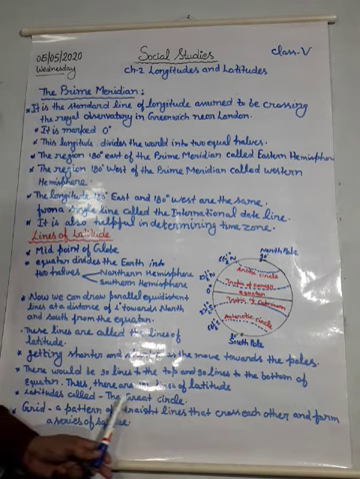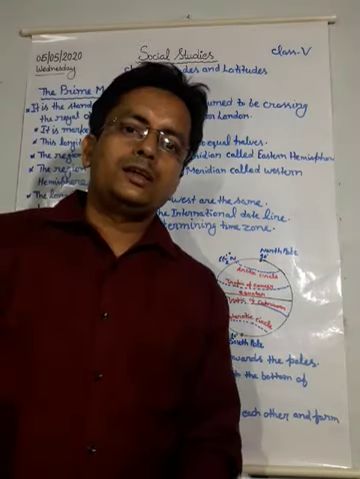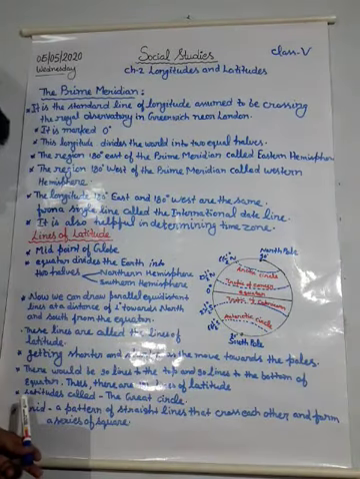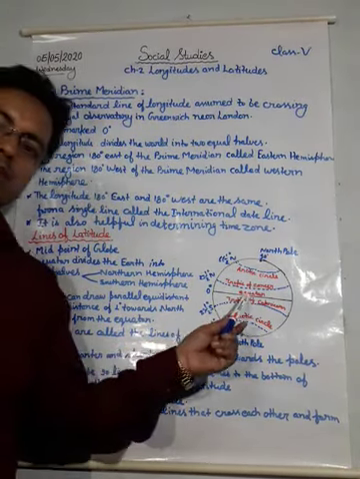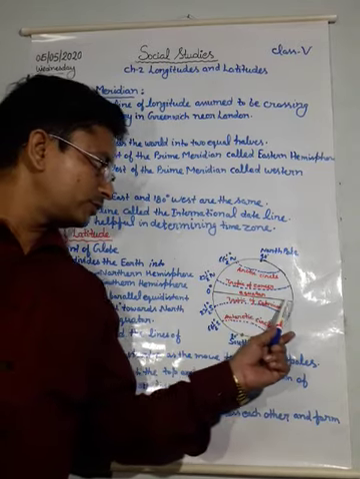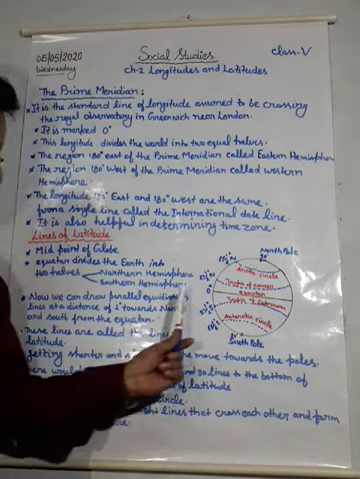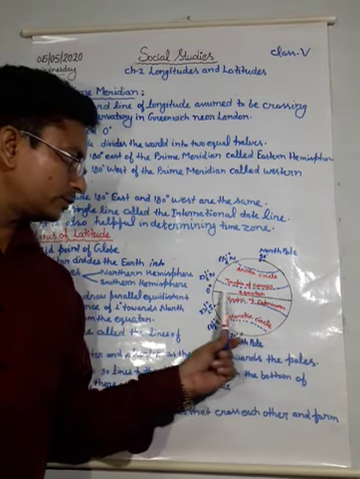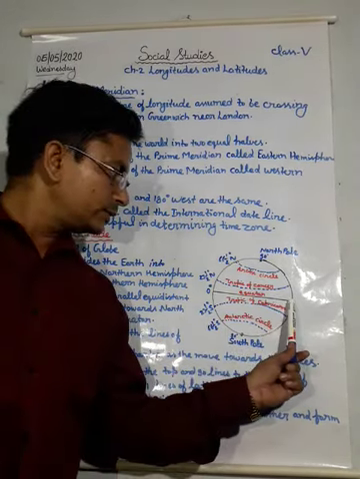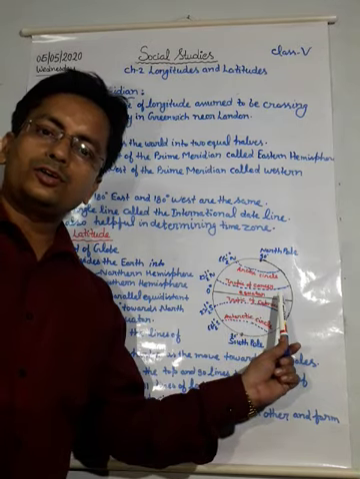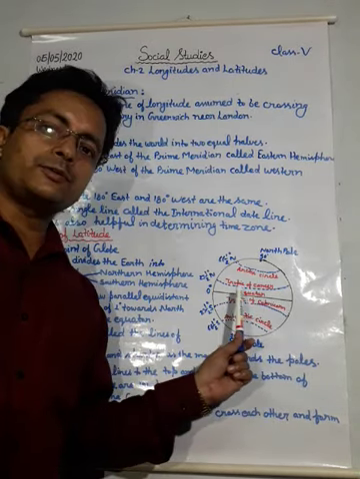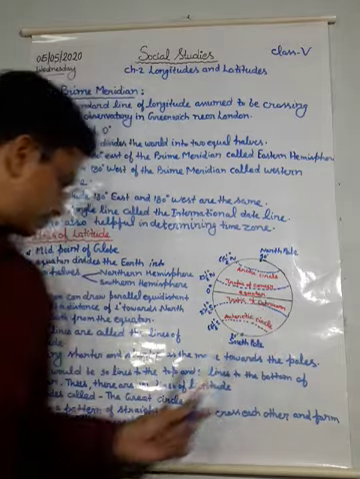Which latitude is called the great circle? Yes student, it is the equator. Great circle means it is a big line on the globe. That's why equator is called a great circle.